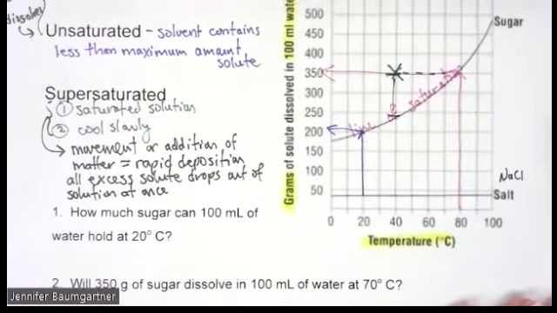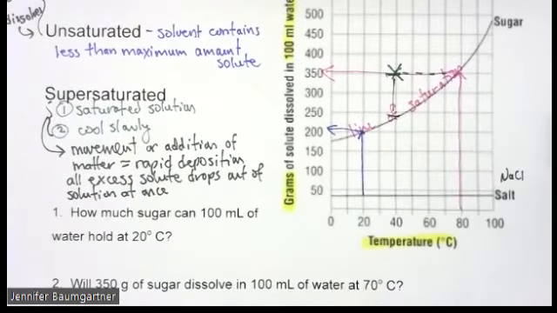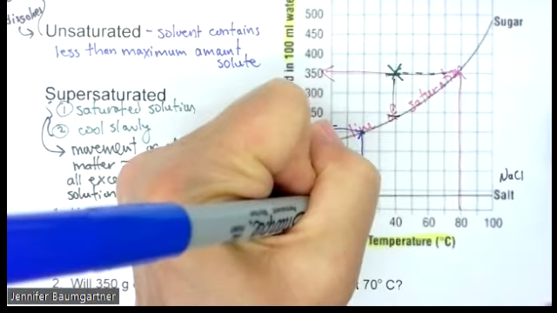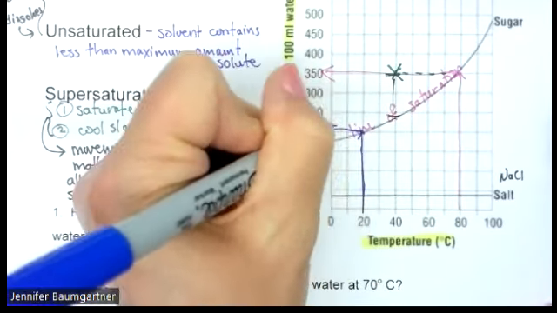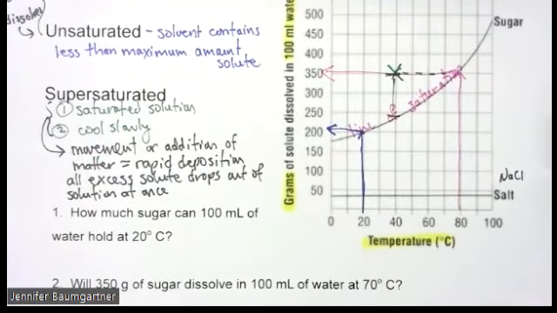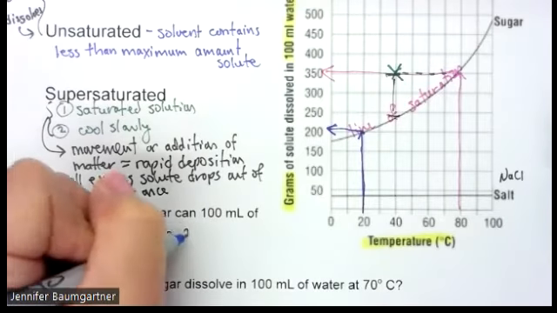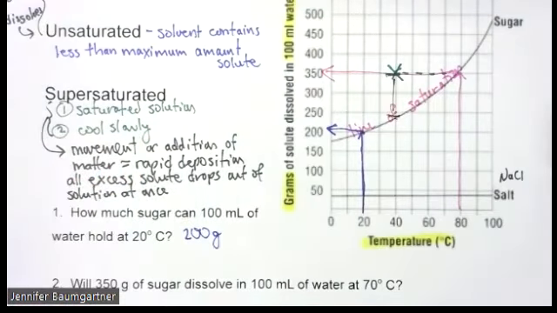Problem 1 says, how much sugar can 100 mils of water hold at 20 degrees Celsius? Well, we kind of already looked at this. So at 20 degrees Celsius, if I come up and I come to the sugar line and I come over to the left to see grams of solute, in this case sugar, in 100 mils of water, I'm going to see that I could hold 200 grams of sugar.